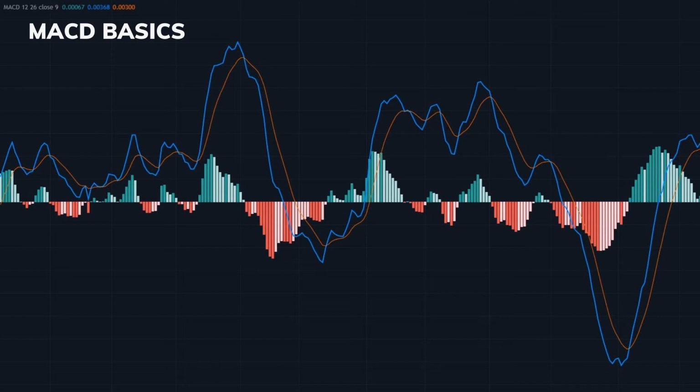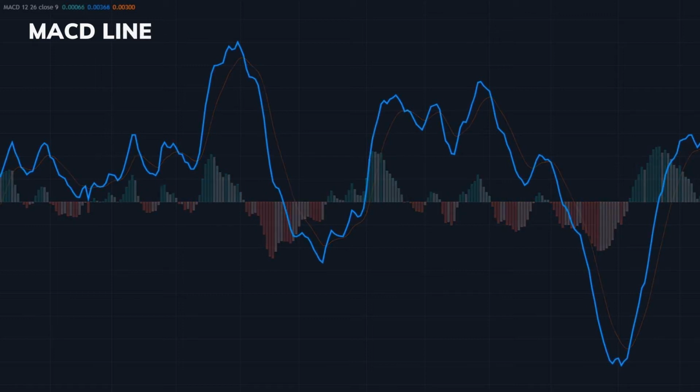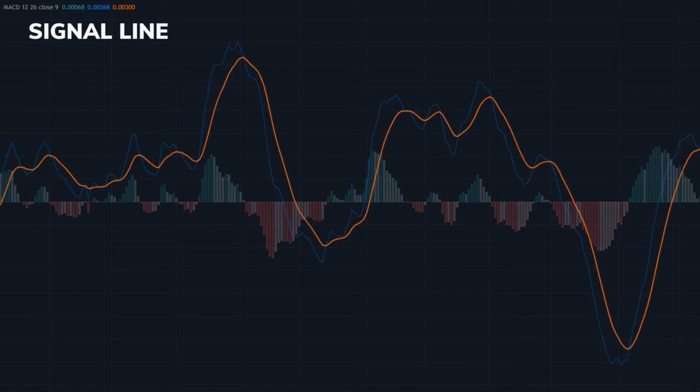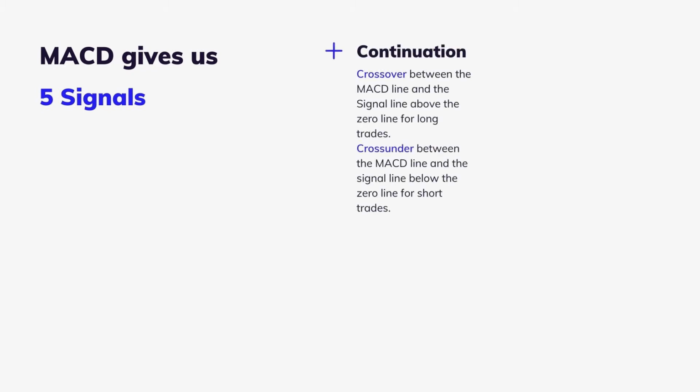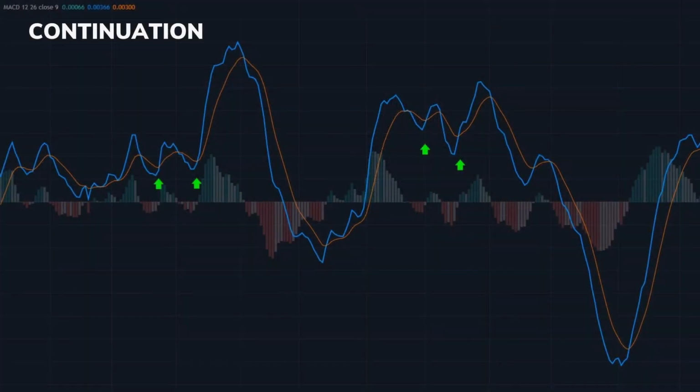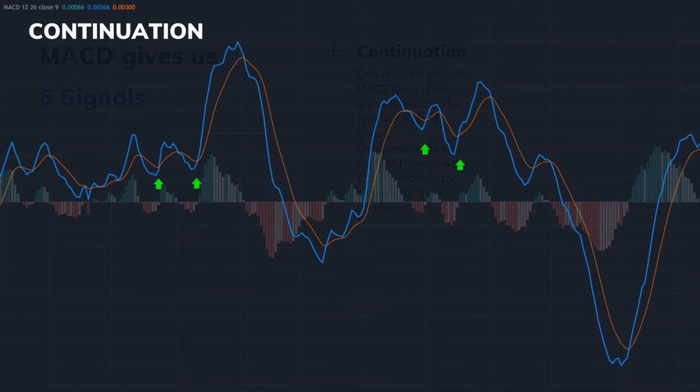The MACD is composed of 2 lines, the MACD line in blue and the signal line in orange, and a histogram that can be positive or negative. This set of parameters can give us many different entry signals. Here we will test 5 of them. First, the continuation signals, represented by a crossover between the MACD line and the signal line above the 0 line for long trades, and a cross under between the MACD line and the signal line below the 0 line for short trades. On the screen you can see different signals represented by arrows.